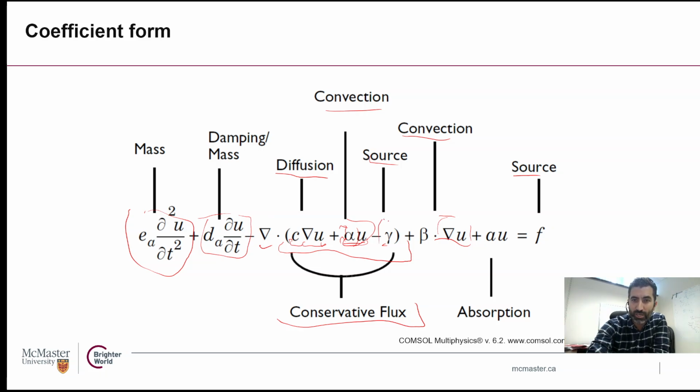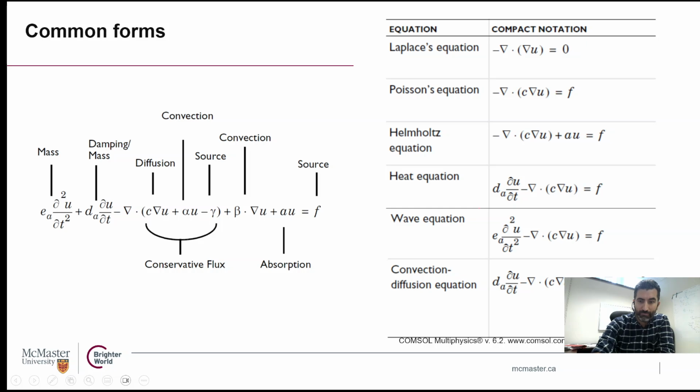Finally, we have the source terms. It can either be inside the divergence or it can be outside. And then the absorption, which is dependent on the actual value of your quantity of interest. Okay, so taking this general form, this is called the coefficient form in COMSOL's parlance. What you do is then you swap out and you set some of these parameters and constants to 0, thereby eliminating them from the equation.